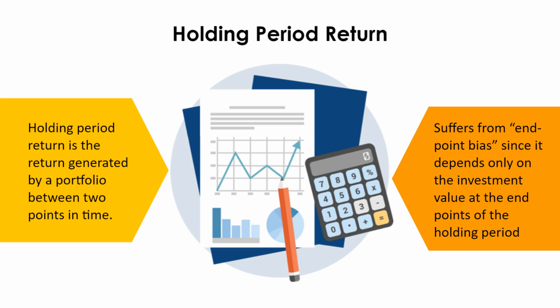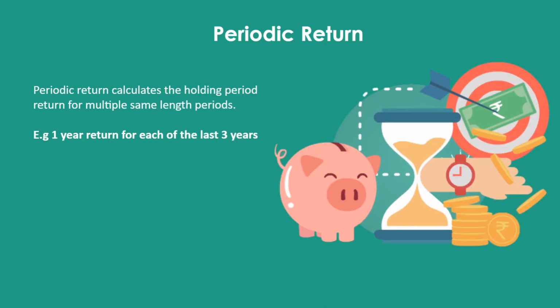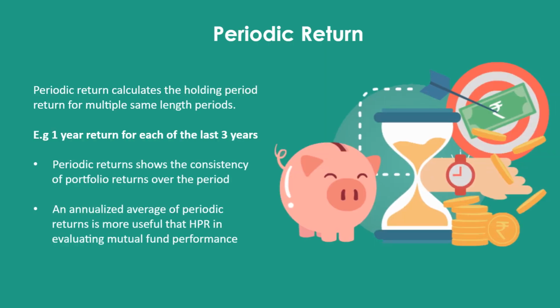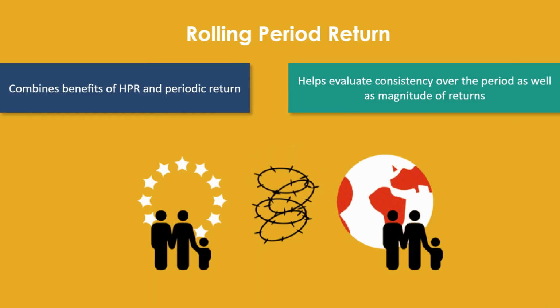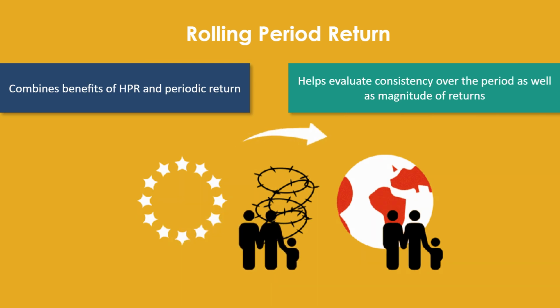from endpoint bias. Periodic returns show the consistency of portfolio returns over the period, and are more useful in evaluating portfolio performance than holding period return. Helps evaluate consistency over the period as well as magnitude of returns.